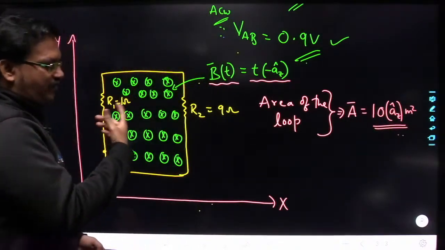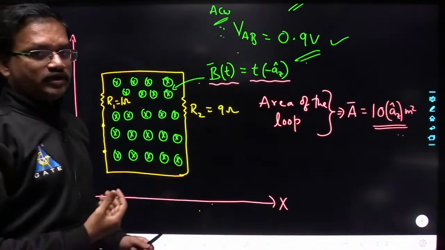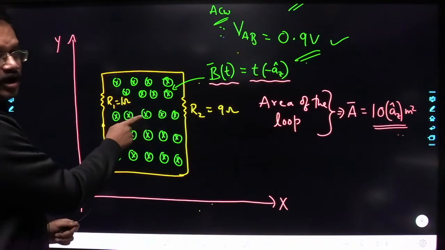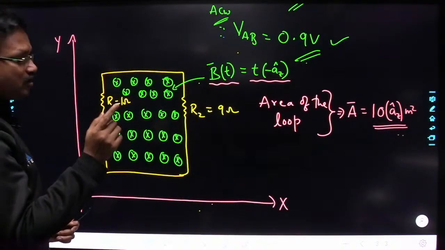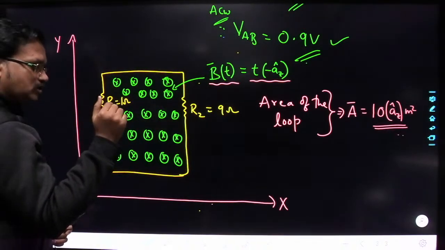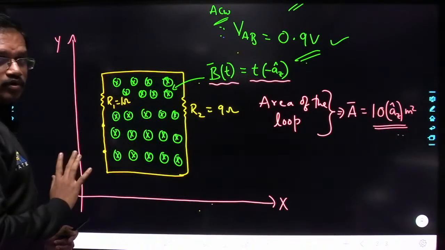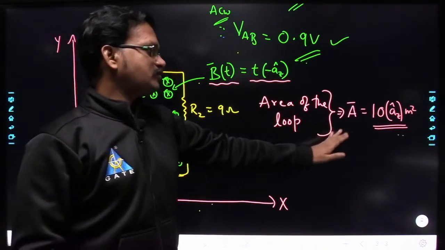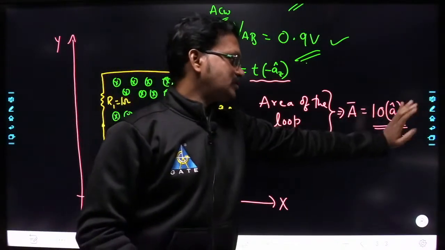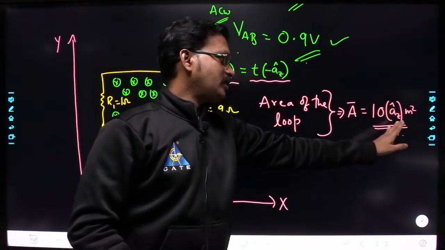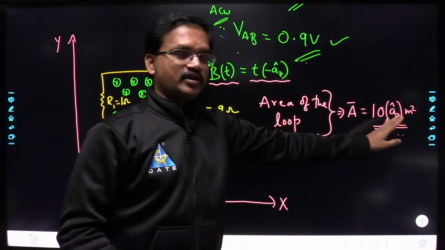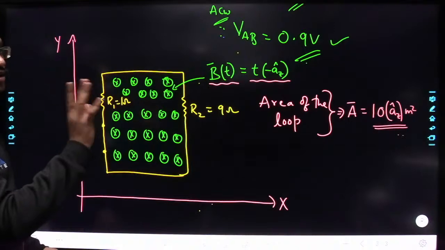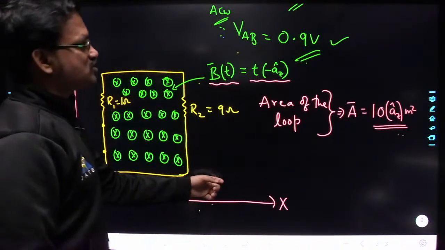See, the direction of any surface is given by the unit normal drawn to that surface. So you can draw the unit normal either in outward direction, or you can draw the unit normal into the board. Understood? But here they have specifically mentioned the area of the loop as 10 meter square, and the direction of area is pointing in az cap direction. That means it is pointing out of the board. Understood? Okay, so this is what they have given here.